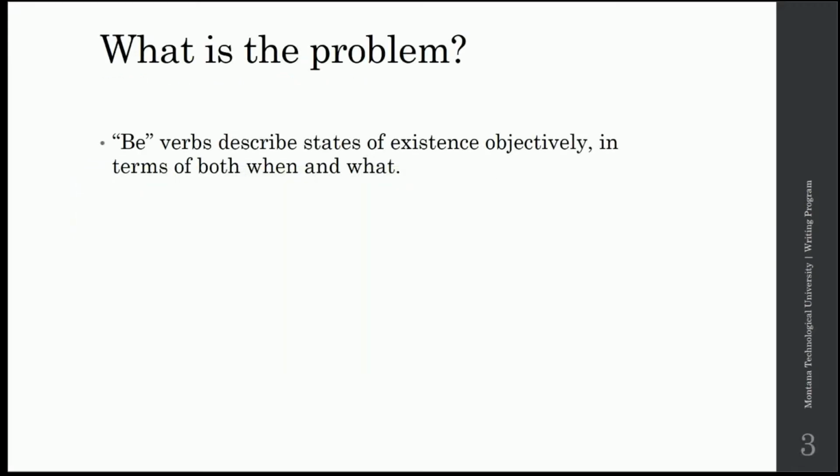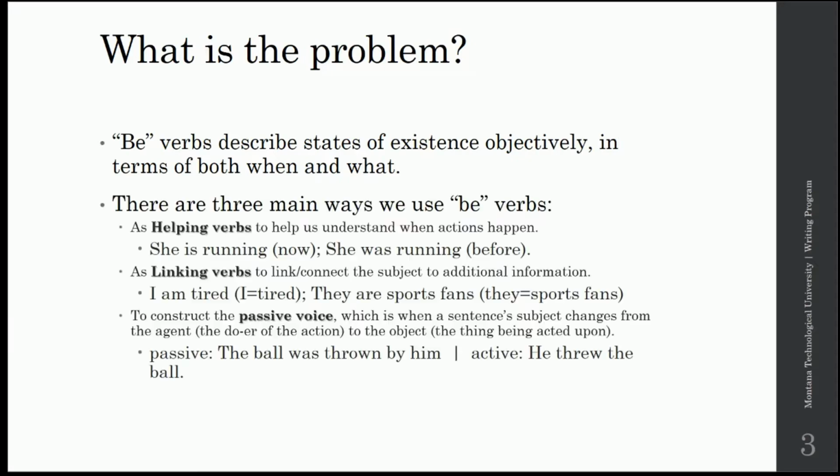The problem is that to be verbs describe things in a state of existence, but objectively. And they can do so in terms of both when and what. Well, what do we mean by that? They can be helping verbs. She is running, which is in the present tense, or she was running before. That's a state of being. The running was happening and she did it. If we were going to fix that, we would say she runs or she ran. But in this case, our example is looking at the to be verbs.